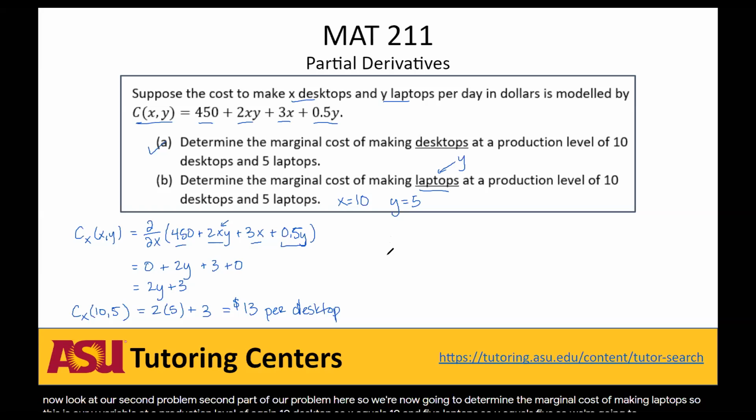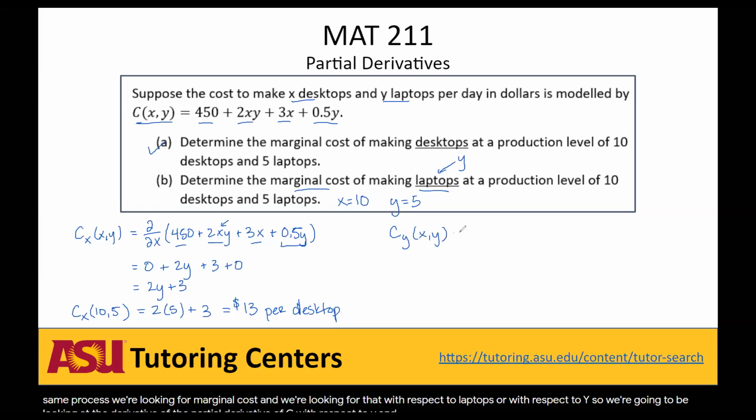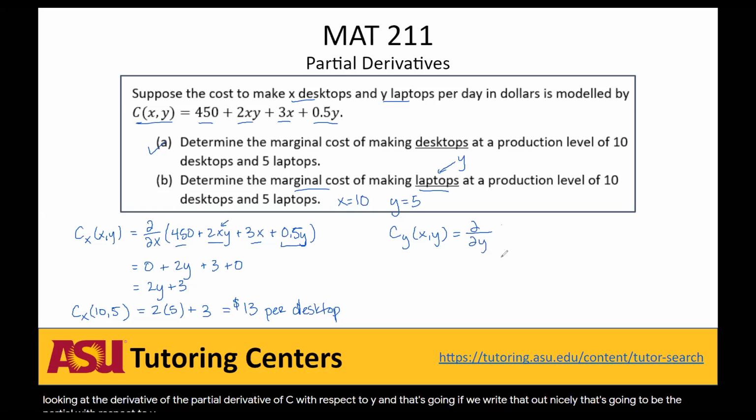So we're going to do much the same process. We're looking for marginal cost, and we're looking for that with respect to laptops or with respect to Y. So we're going to be looking at the partial derivative of C with respect to Y. And if we write that out nicely, that's going to be the partial with respect to Y of our function.